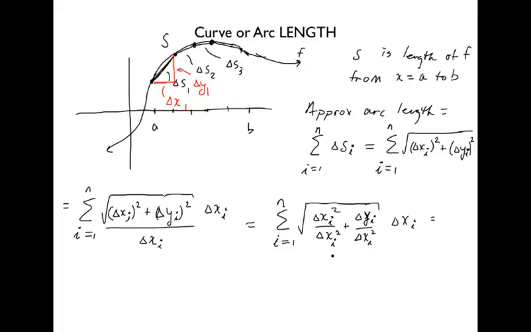All right, well that's nice. What's that right there, delta x_i squared over delta x_i squared? That's just 1.